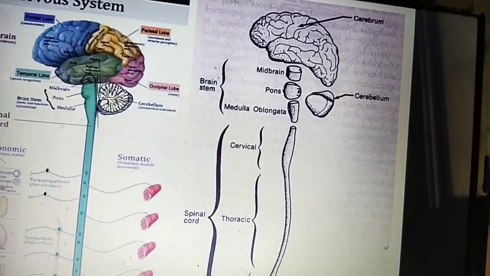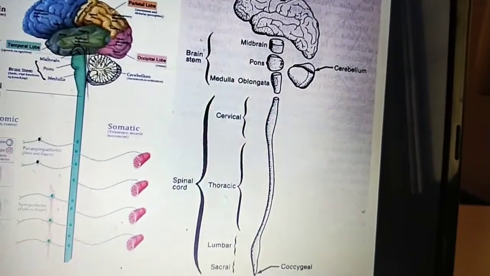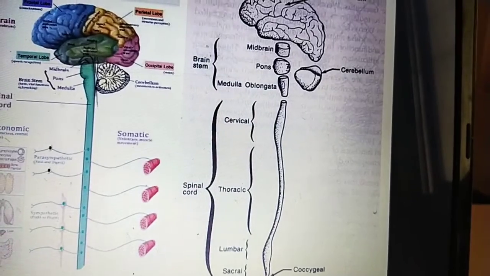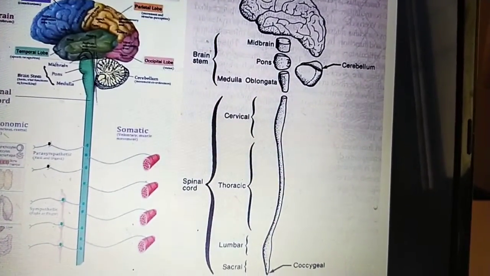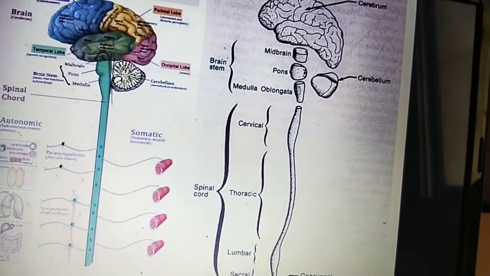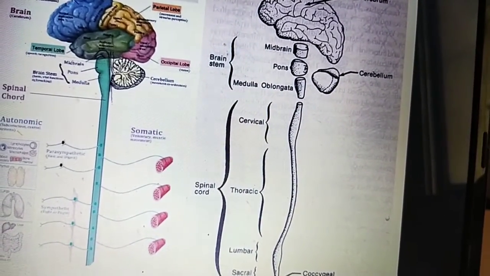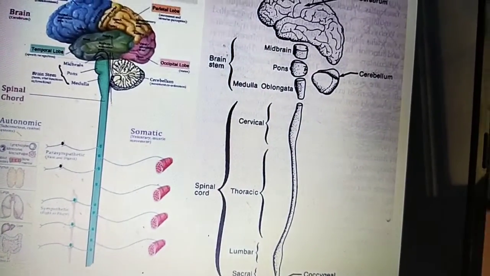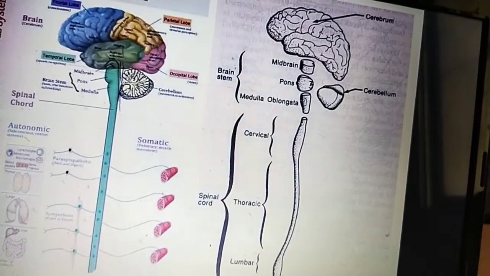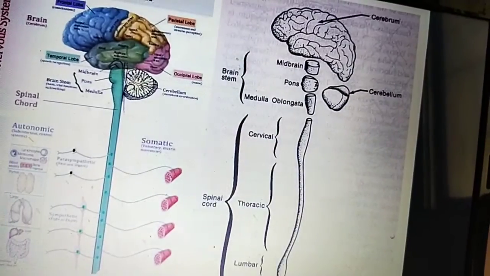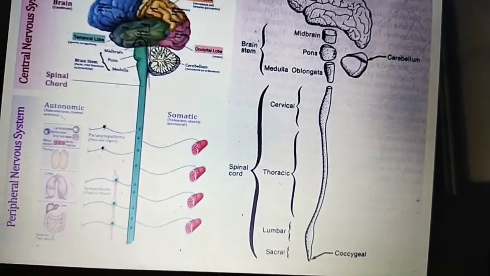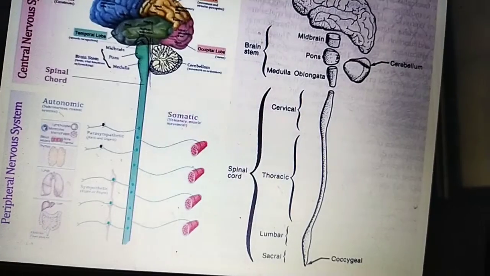Spinal cord, as I already explained, is a long, thin, tubular structure made up of nervous tissue, which extends from the medulla oblongata in the brainstem to the lumbar region of the vertebral column. It encloses the central canal of the spinal cord, which contains the cerebrospinal fluid. And the brain and spinal cord together make up the central nervous system.